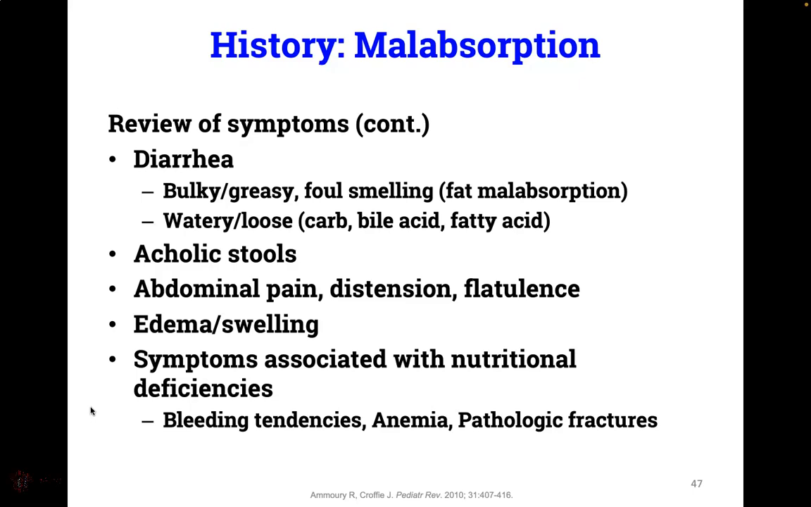And then edema or swelling could be features of hypoalbuminemia if there is protein loss from the intestine, as associated with an enteritis or enteropathy. And then you could also ask for symptoms that may be associated with various nutritional deficiencies, such as bleeding tendencies associated with vitamin K deficiency, or pathological fractures associated with vitamin D deficiency.